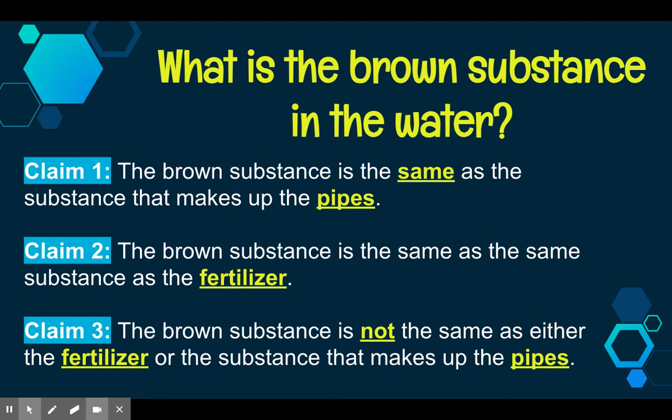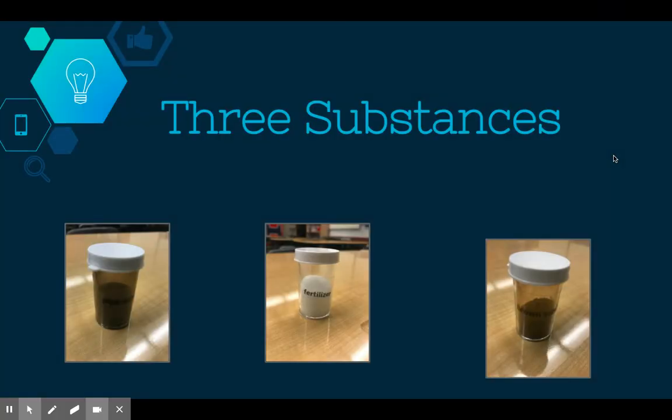Claim two is saying the brown substance is the same as the fertilizer. So the crops that need that fertilizer, somehow that may be getting into the well. And then claim three, the brown substance is not the same as either fertilizer or the substance that makes up the pipes. It's something else. So for claim three, maybe a chemical reaction happened for it to be possible. We're not sure. Those are the three things that we narrowed it down to help you out.